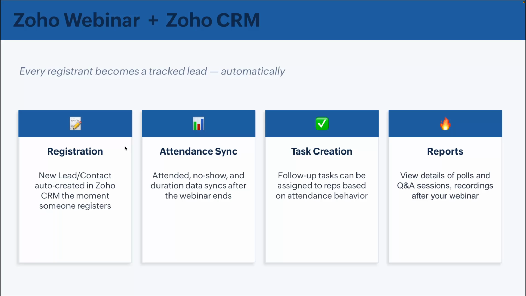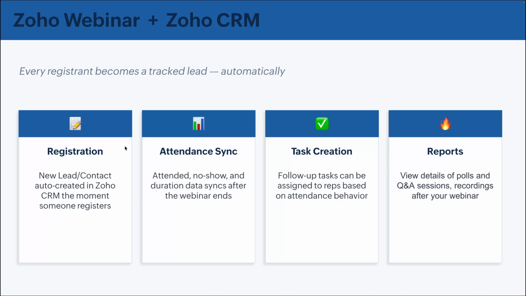The registration creates a new lead or contact in Zoho CRM the moment someone signs up. After that, the attendance data syncs once the webinar is over, and it tells whether that particular registrant or lead has attended the webinar or is a no-show, along with the duration. And after that, the follow-up task can be created and assigned based on the attendance behavior.